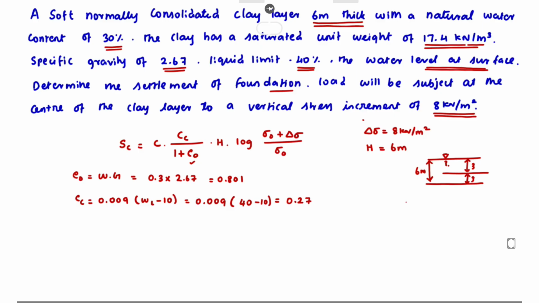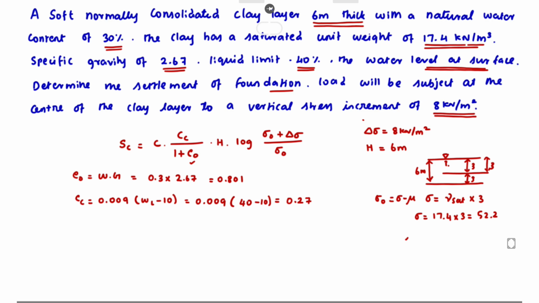Okay, so now we can calculate the sigma dash value, that is sigma naught. The effective stress equals total stress minus pore water pressure. So now we can take the total stress equal to gamma saturation, because the water level is there, completely saturated, into 3 meter. Why? Because we can take the H value as 3 meter, so this is the z value. Now sigma equal to gamma saturation 17.4 into 3 meter. So now we got the value of 52.2 kilonewton per meter square.